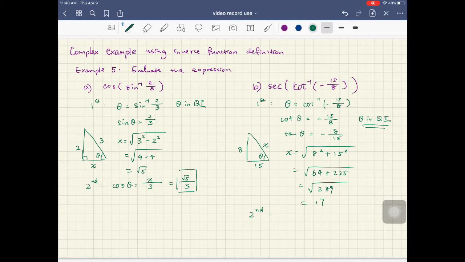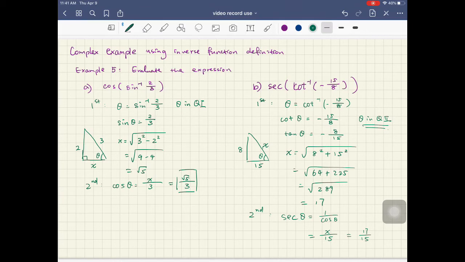Then secant of theta is going to be equal to 1 over cosine of theta. So cosine of theta, that is 15 over x. Then 1 over cosine of theta is going to be x over 15. So we end up with 17 over 15.